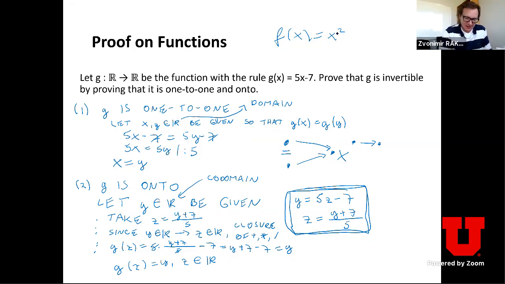So why is it not invertible? Here is a counterexample. Let's say both 5 and minus 5 are going to map to 25. If you have something like this, two elements in the domain mapping to the same element in the codomain, that automatically means this is not invertible. So that's one example. Actually, this breaks the one-to-one rule.